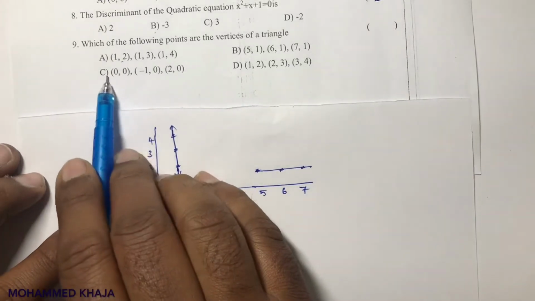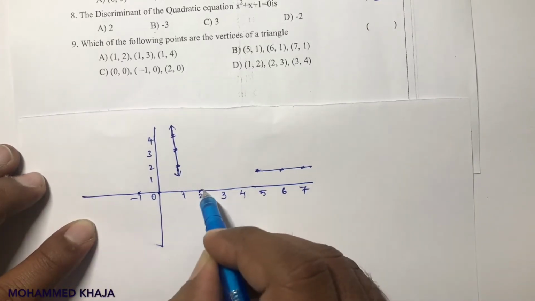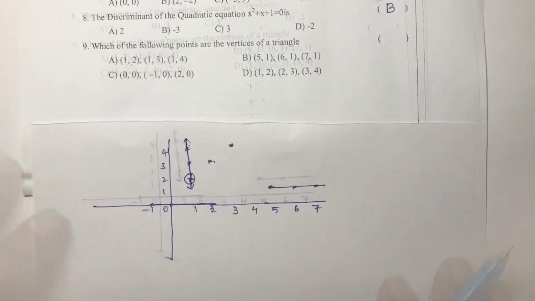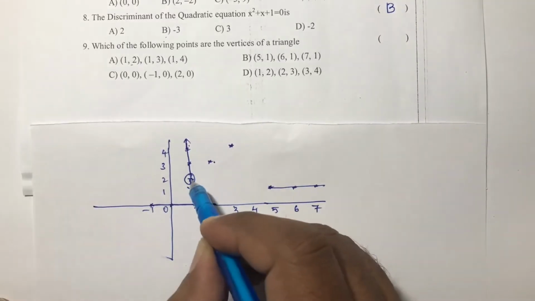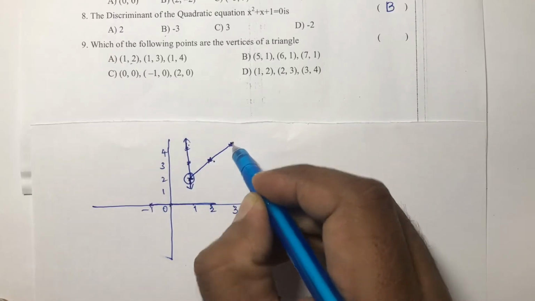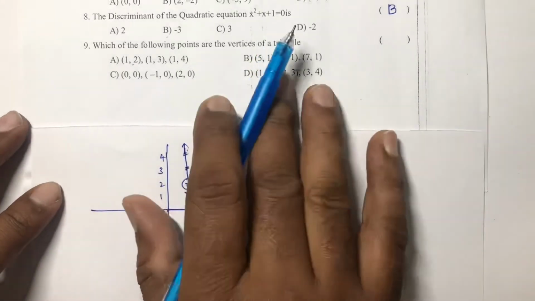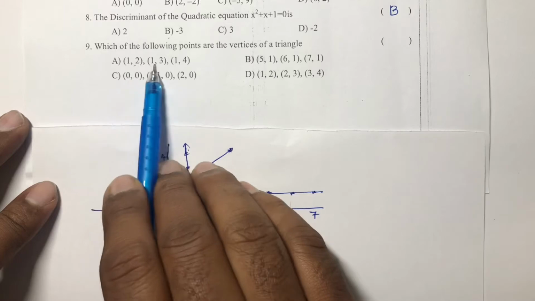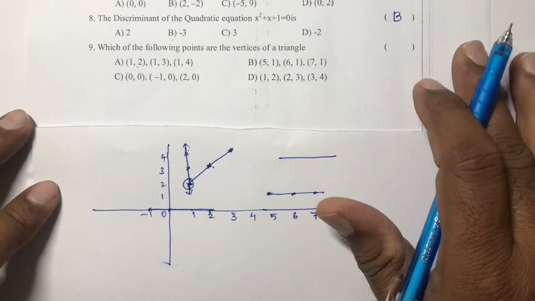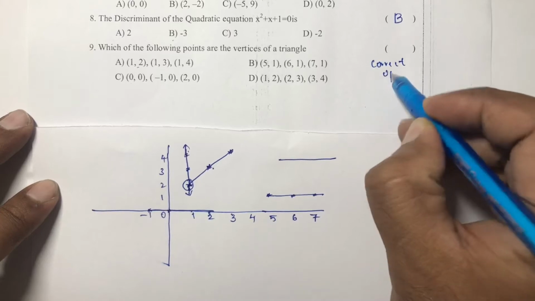Now see, (0, 0), (minus 1, 0), (2, 0). All the points are on the x-axis. So here also there is no chance of getting a triangle. Option D, (1, 2), (2, 3) and (3, 4). This also will form a straight line. So which of the following points are the vertices of a triangle? Actually in these 4 options we don't have the correct option, because in all the options we are getting a straight line. When you get a straight line, there is no chance of getting a triangle. So the correct option is not given.